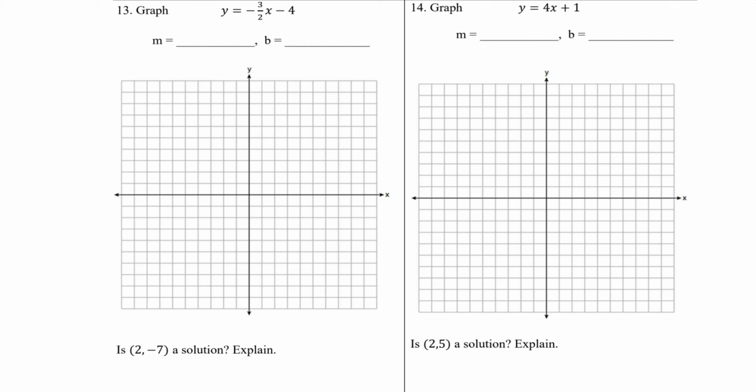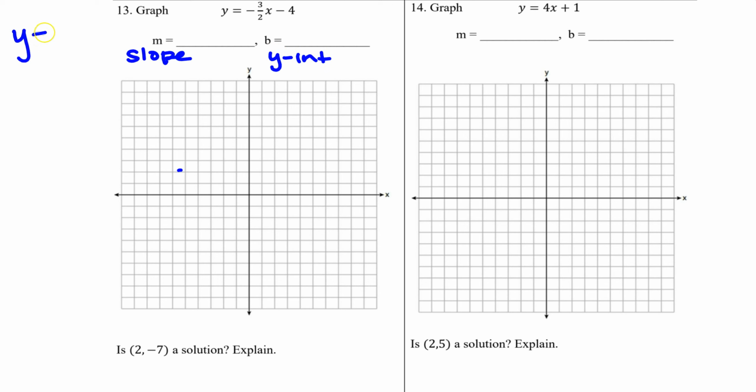Hey everyone, I'm just going to make a quick video on questions number 13, 14, and 15 from today's review packet on how to graph a line. So if I have the equation y equals negative 3 over 2x minus 4, I'm first going to identify my slope, which is m, and my y-intercept, which is my b term.